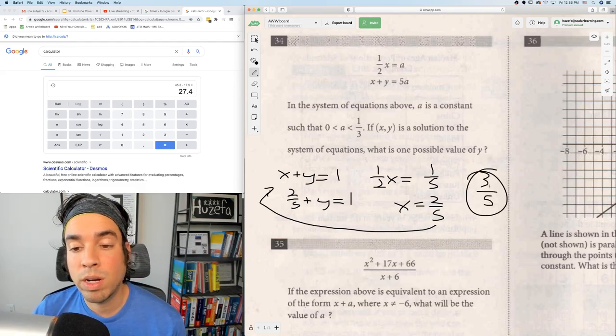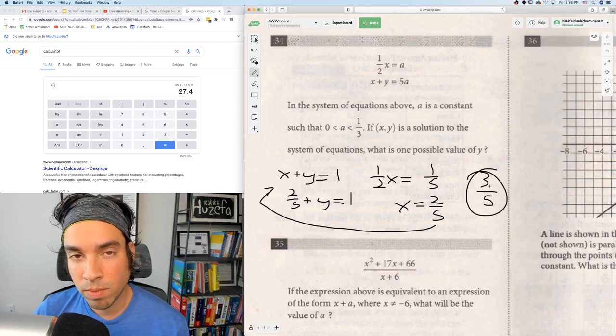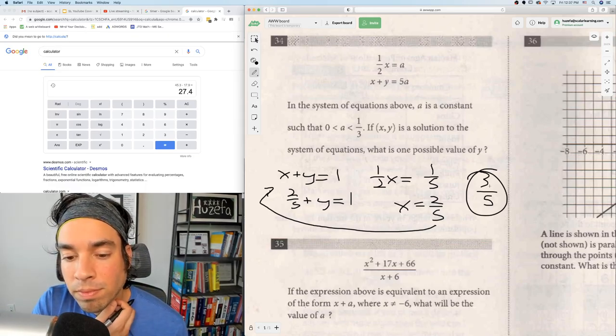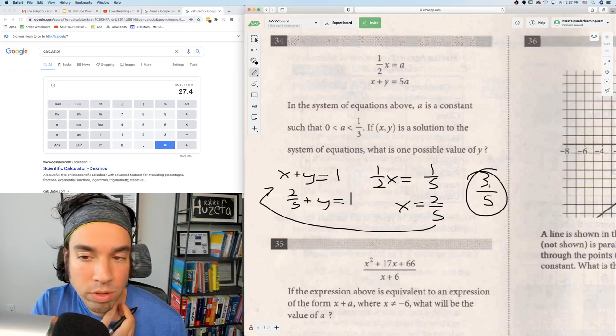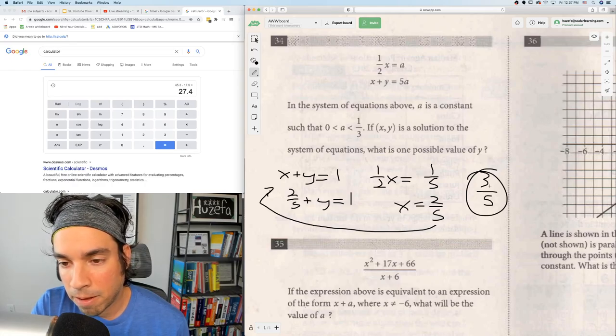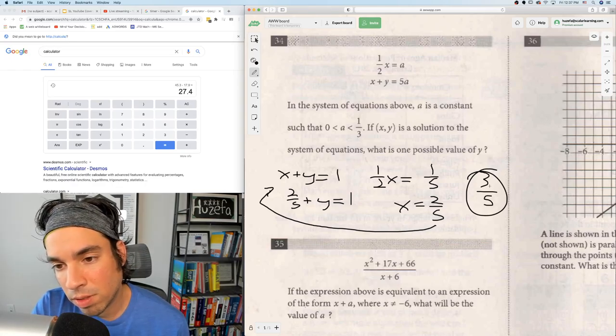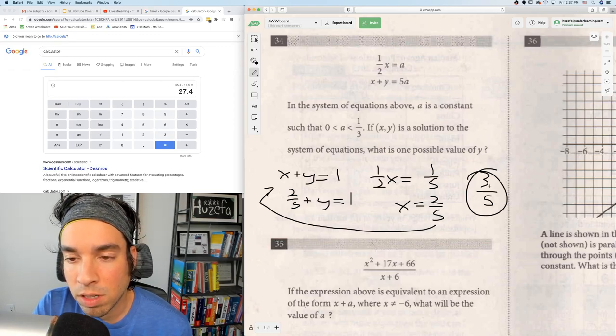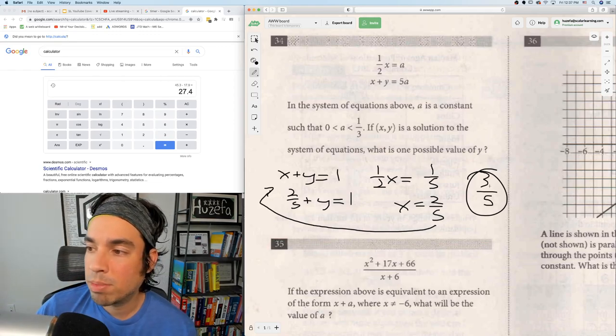I think here they're going to take a range of values because A could be 1/100th, 1/1000th. It doesn't matter. But Y could be 3/5, I mean, that makes sense. 3/5 and 2/5 equals 1, and that's 1/5. And then X is 2/5 times 1/2, which is 1/5. So I believe that works.